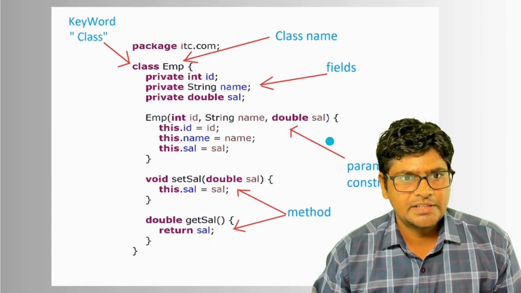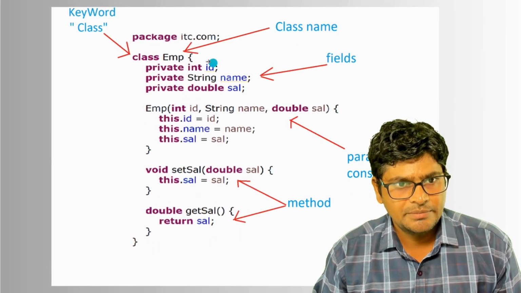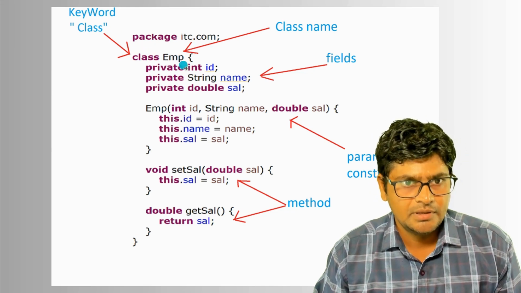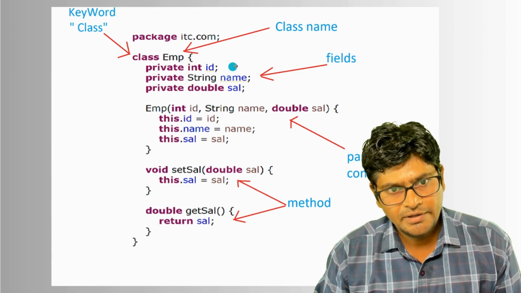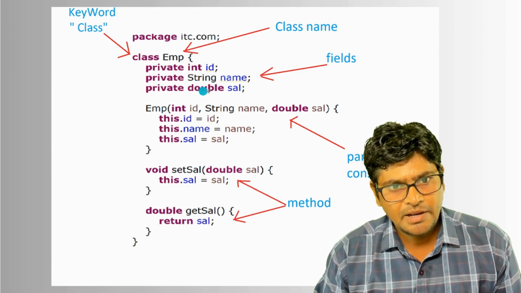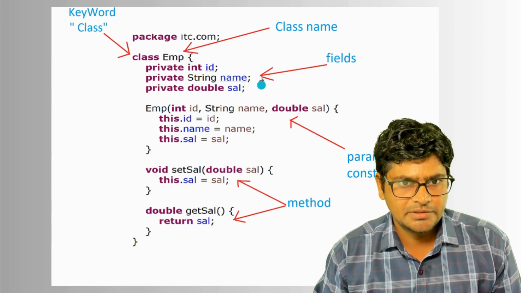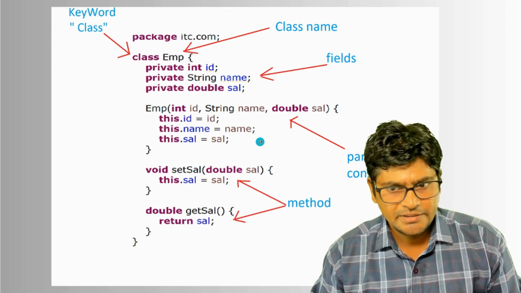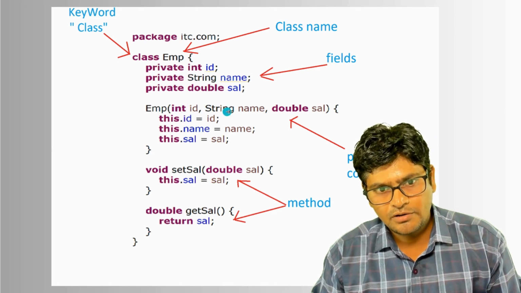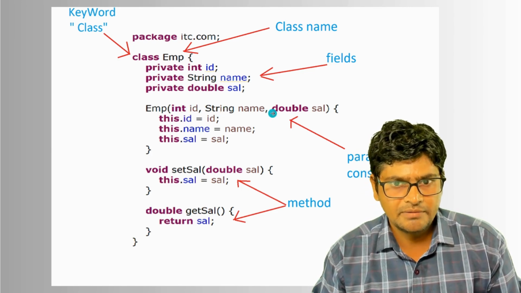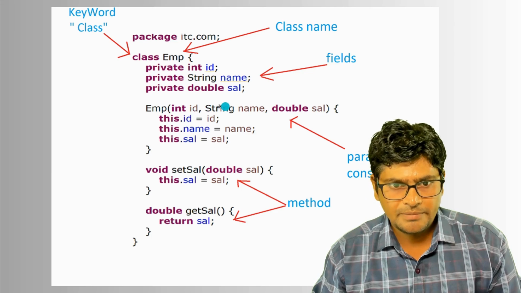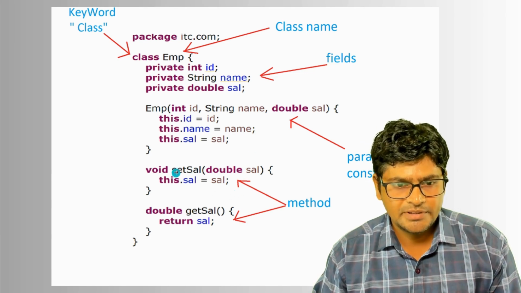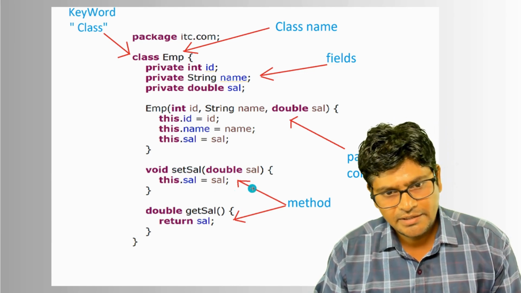Now let's look at this example. Here you can see that the class name is Emp and the keyword class is used to declare the class Emp. Now we can see the fields, that is private int id, private String name and private double sal. So these are the data members of this Emp class. Now let's look at the parameterized constructor. Emp having three arguments, that is int id, String name and double salary. And this is how the parameterized constructor is written. Now these are the methods where we can set the salary and get the salary.